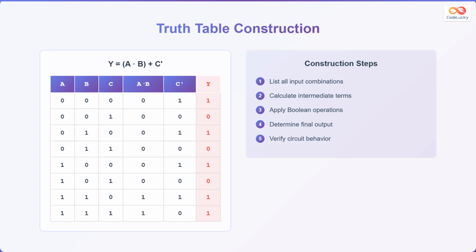Let's delve into truth table construction. First, list all possible combinations of the input variables. Then, calculate the intermediate terms such as A AND B and C complement. Next, apply the Boolean operations. Then, determine the final output for each combination. Finally, verify that the circuit behavior matches the truth table.